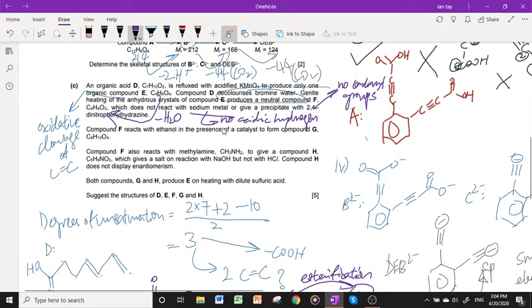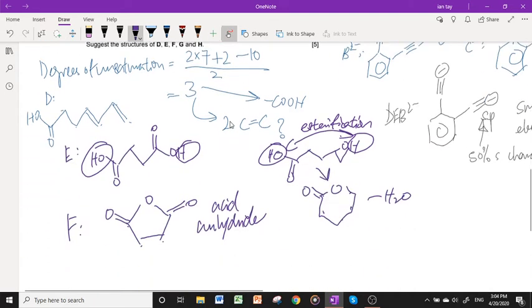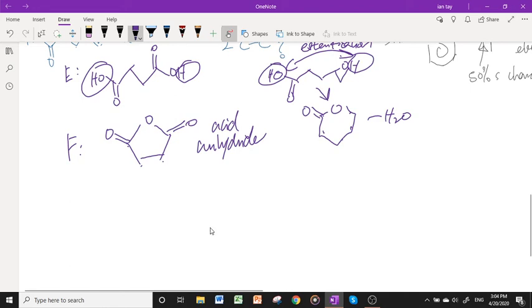Compound F reacts with ethanol to form G. So what is the formula of F? It is C4H4O3. To this, what do you get? You get plus C2H6O. What is the formula of ethanol? C2H5OH, which is C2H6O. Right? So basically, one molecule of ethanol just adds to it, right? So we have to think about how this will occur.